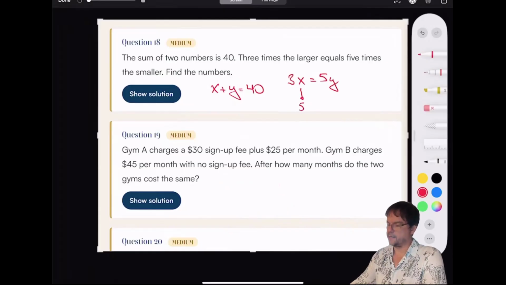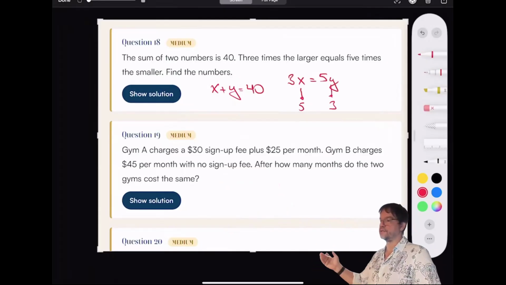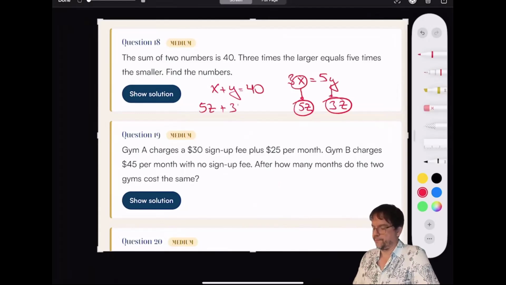If here is 5 and here is 3, they are equal. 3 times 5 is equal to 5 times 3. But I don't know the proportion. If it's 5 to 3, if it's 10 to 6. So I will put here z. So my x is 5z. And my y is 3z.